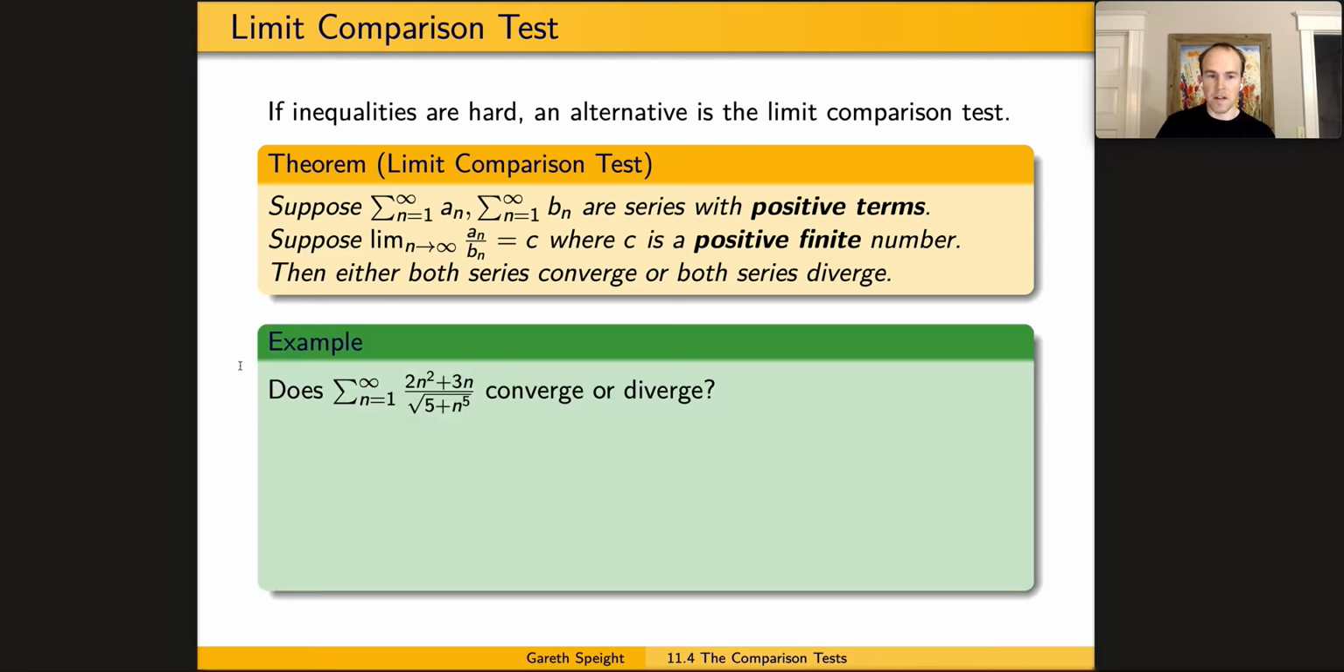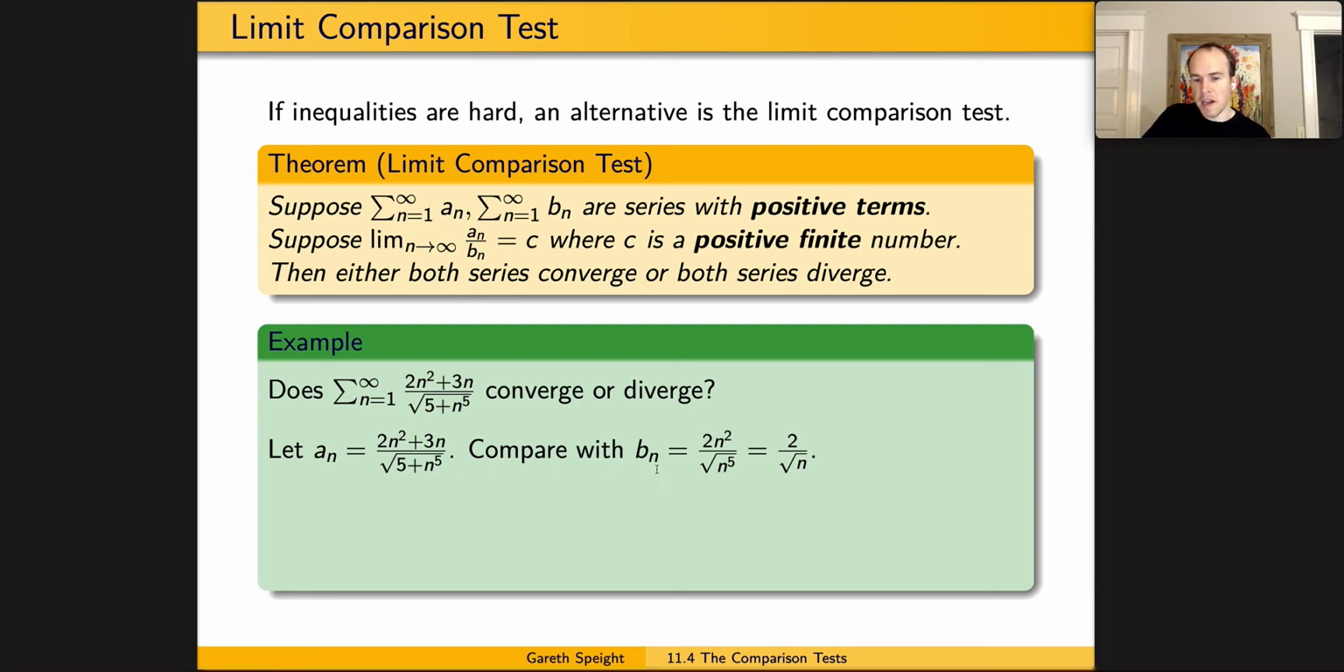So let's see an example. Does the sum of 2n squared plus 3n over the square root of 5 plus n to the 5 converge or diverge? If you're really confident with inequalities, you can also do this one with a comparison test, but maybe an easier way is to do the limit comparison test. So this is our one series. We have to come up with another series to compare it to. And the idea is that let's drop the smallest terms on the top and bottom and just pick out the most important terms. So let's come up with a_n as the terms in our starting series.